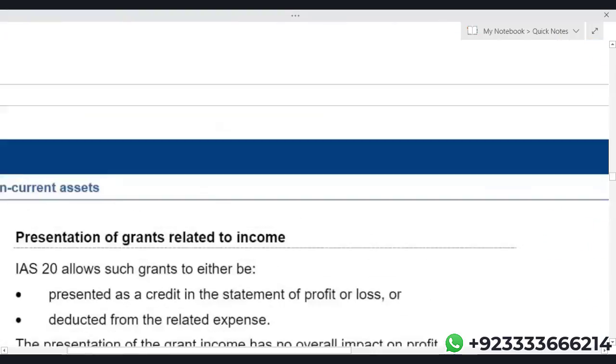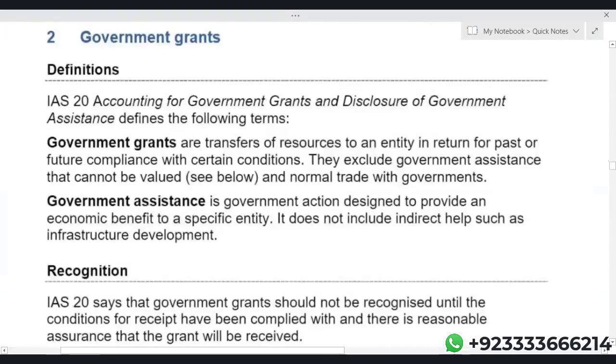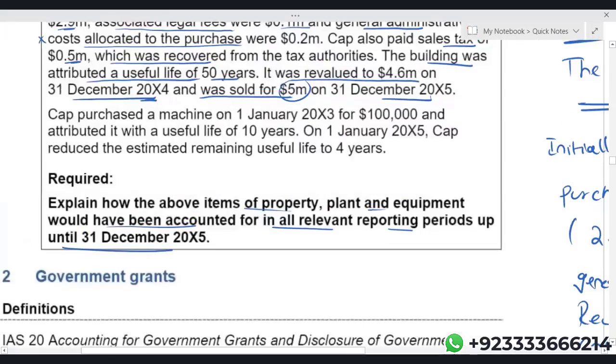Okay, now come here. Cap purchased a machine on 1st January X3. So student, you have to just explain what should be done before disposal. You have to first calculate the carrying amount of the asset, 1 point, and then you have to explain on disposal, gain or loss goes to income statement, and previous revaluation surplus is closed to the retained earning.